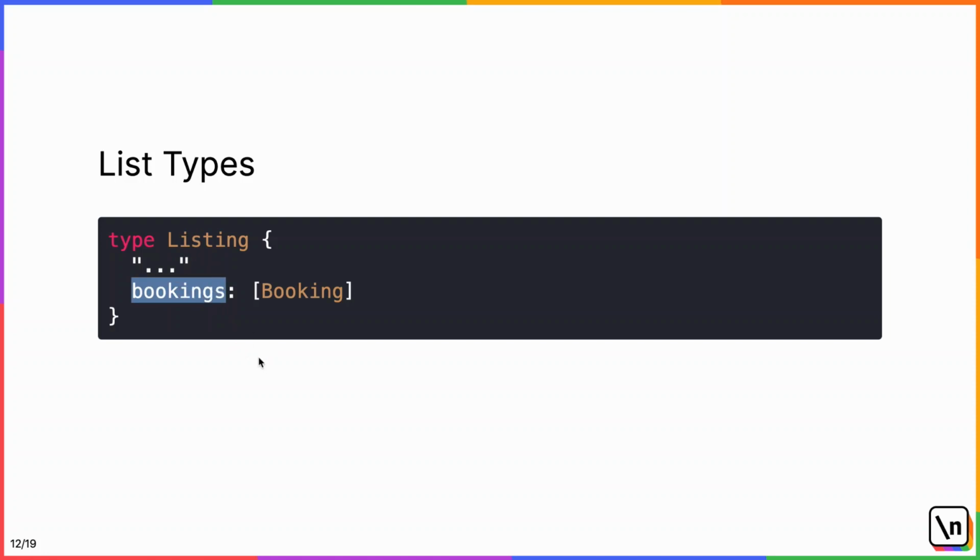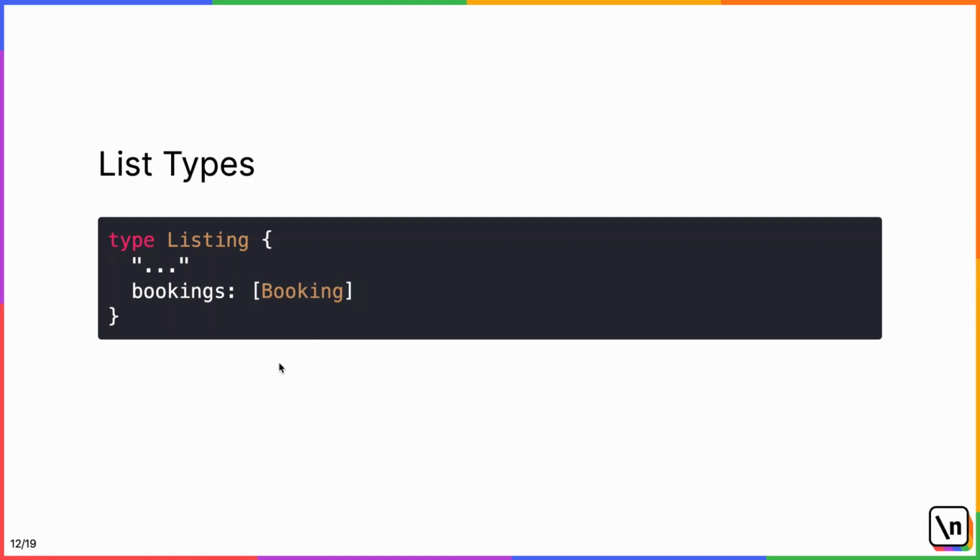You've already seen this before, but in this particular case, we're specifying the return to be a GraphQL list, which is denoted by the square brackets here in the GraphQL schema language. So we're stating that the bookings field is to return a list of values in which the values are to conform to the booking object type.